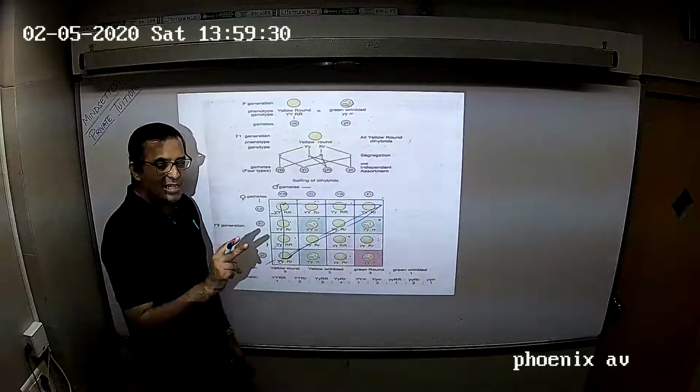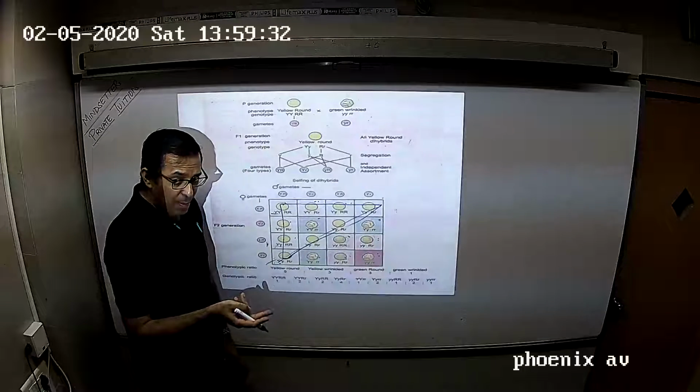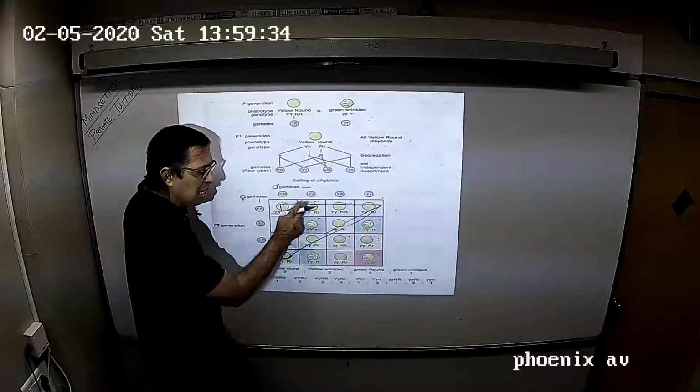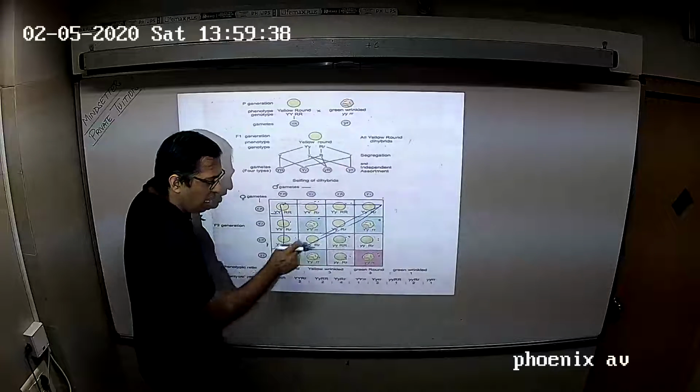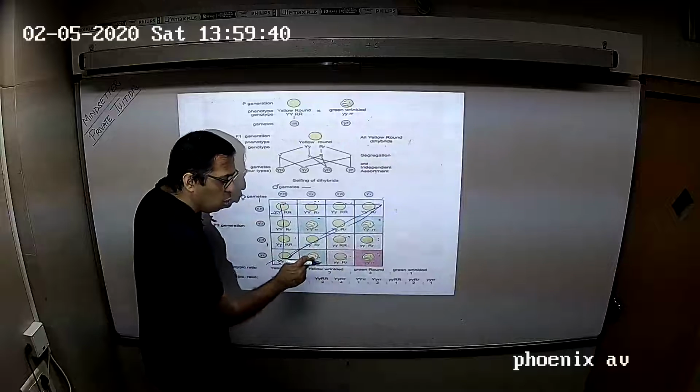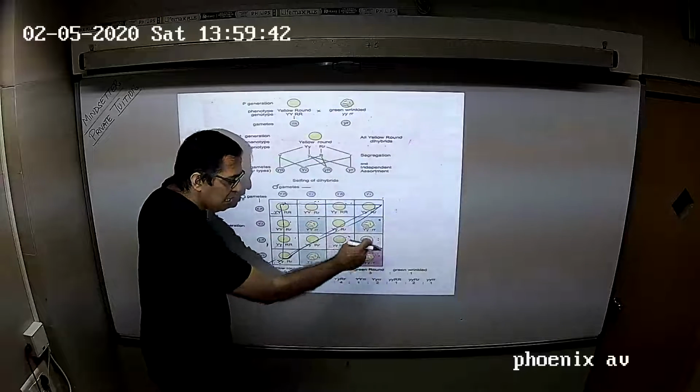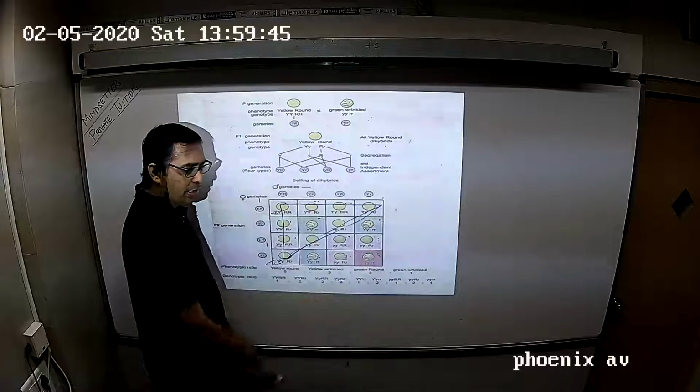And what is Mendel's dihybrid genotypic ratio? 1 is to 2 is to 2 is to 4, is to 1 is to 2, is to 1 is to 2 is to 1.